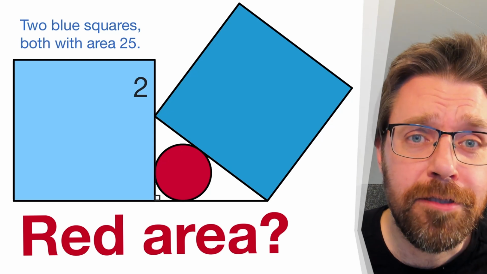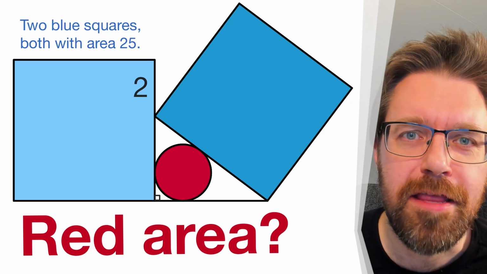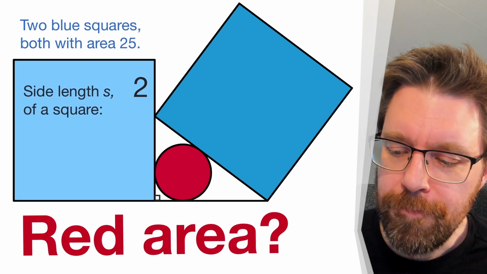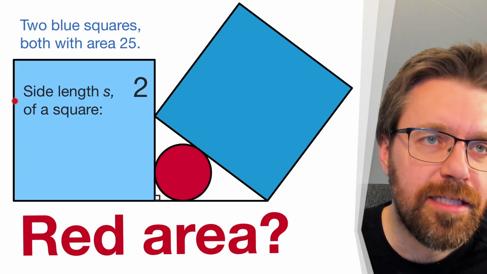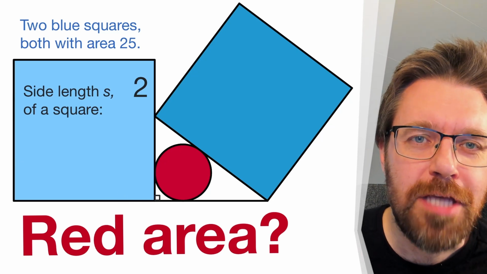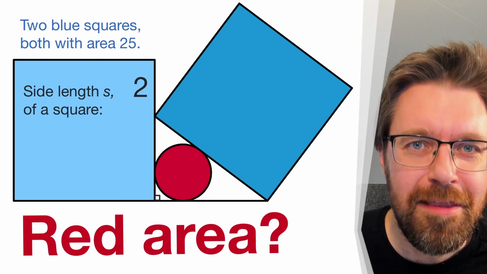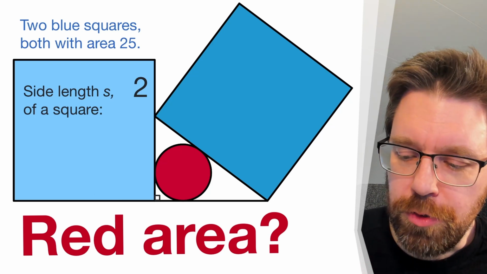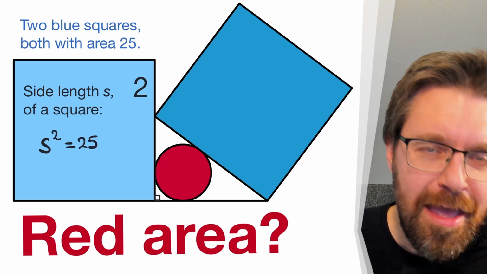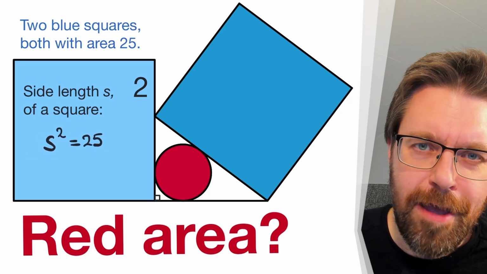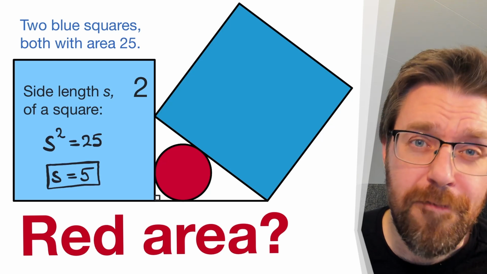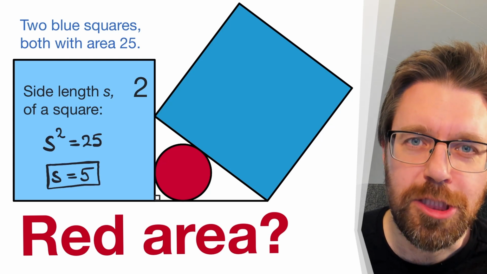The first thing to solve the question is to find the side lengths of the square. And to find it, we can call the side lengths little s here and here. Then we know that if we take s times s, it will be equal to the area, 25. So s squared equals 25, and that means that s equals 5, because 5 times 5 equals 25.